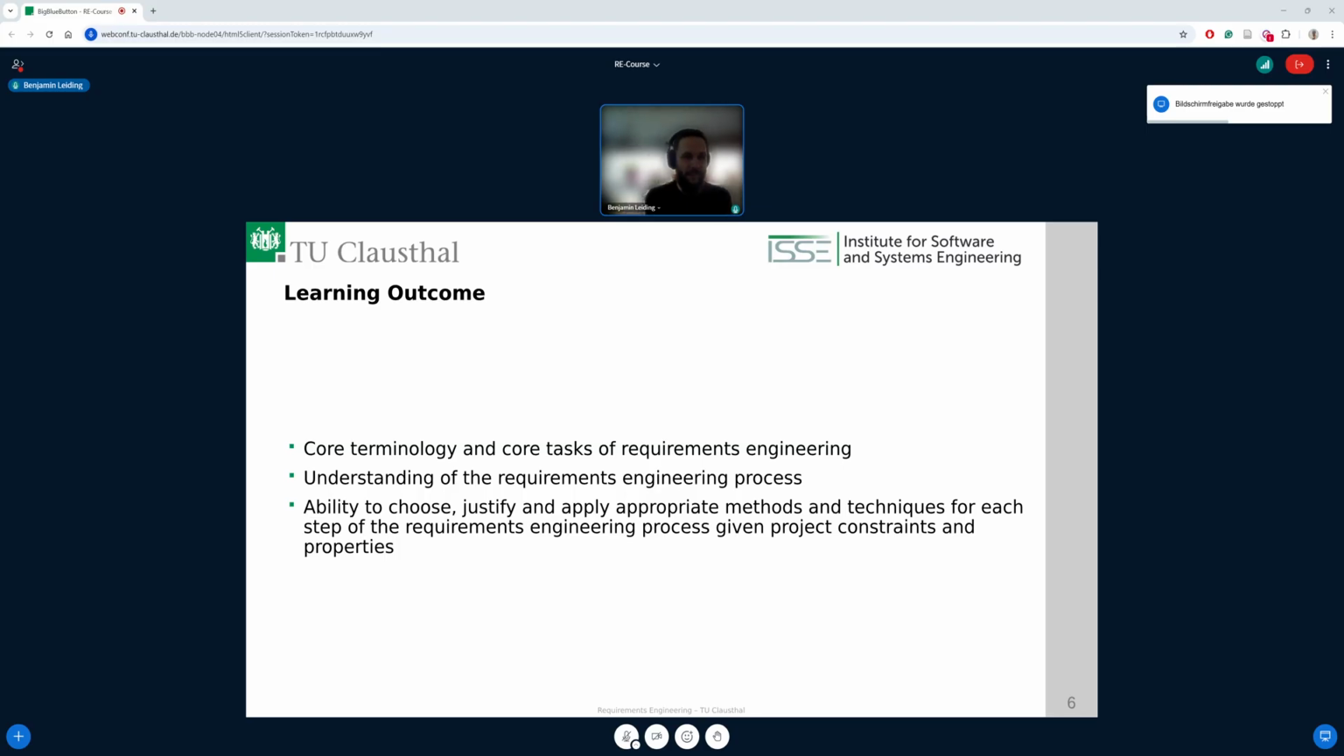So at the end of this course, you should then know what the core terms and core tasks of requirements engineering are. For example, what is the definition of a requirement? You should also understand the complete requirements engineering process with all its steps in between, and you should be able to choose, justify, and apply appropriate methods and techniques for each of the steps in the requirements engineering process under various constraints or properties. So this is essentially what you're supposed to be able to do once you have completed this course.